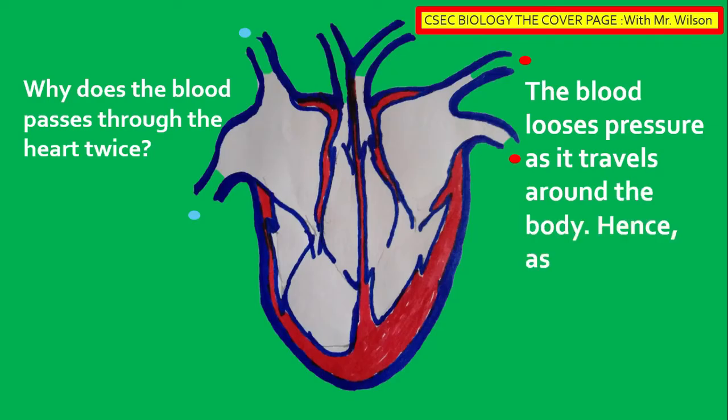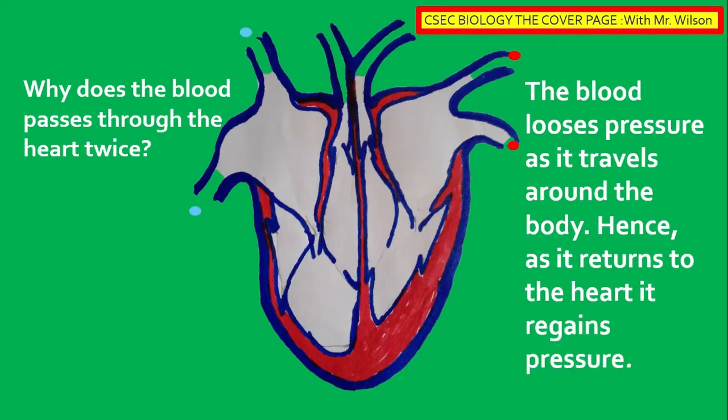Why does the blood pass through the heart twice? Now, this is very, very wonderful. You will remember that we said at the start that the heart is a double pump. Now, the blood loses pressure as it travels around the body. Hence, as it returns to the heart, it regains pressure. So it's coming through the heart a second time to pick up pressure to go around. Always remember that the blood in the arteries is at high pressure. However, as we get into the veins, the blood is at low pressure. So we want to ensure that this blood is going through the heart twice in order to maintain that pressure.